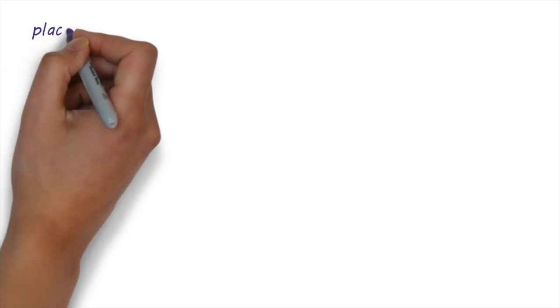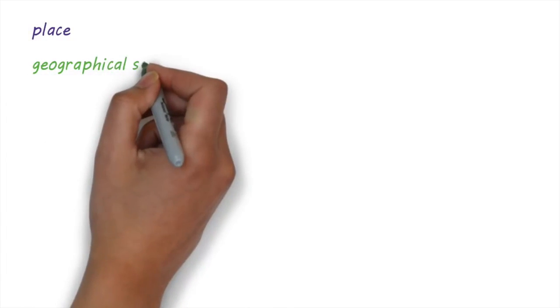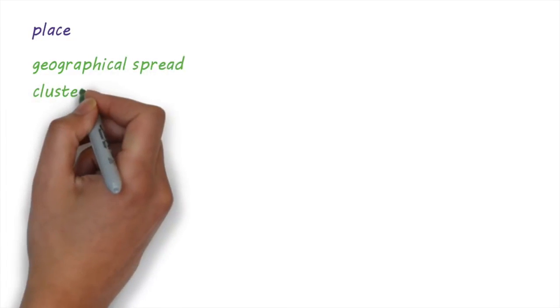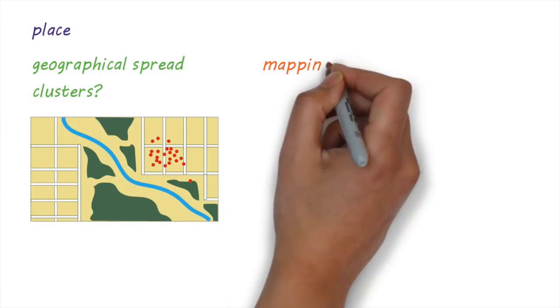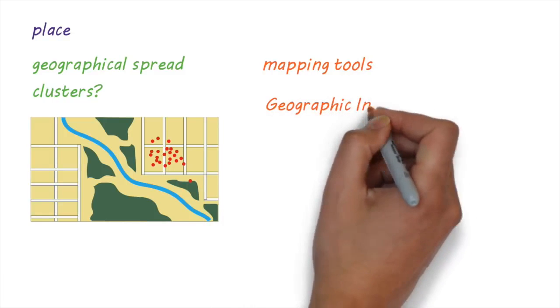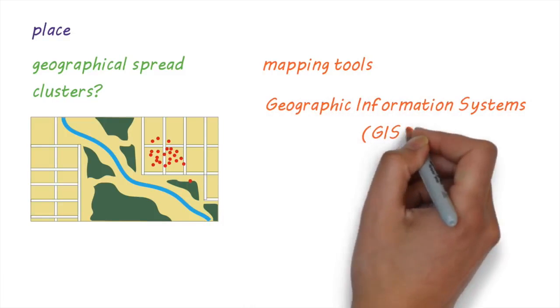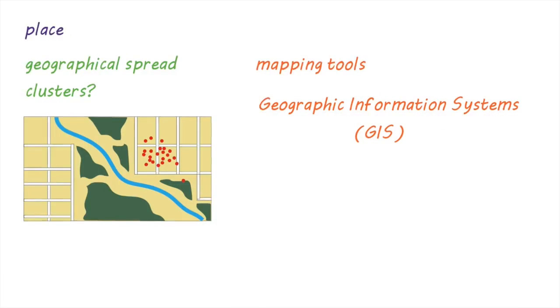The other descriptor is place. This can provide information on the geographical spread of illness and identify if there are any clusters. Modern mapping tools and geographic information systems technology have become important tools in mapping and tracking outbreaks.